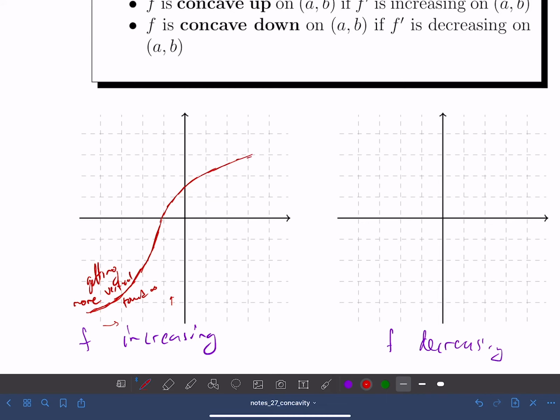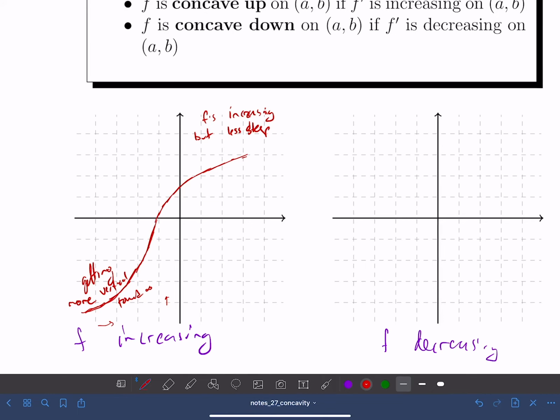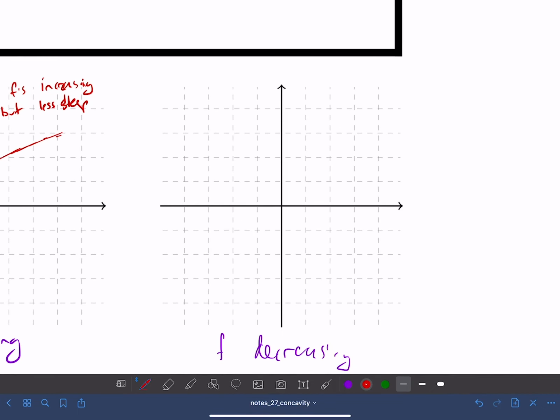So here f is still increasing, but it's getting less steep. Similarly, let's turn to the right one. Let's draw a decreasing function. So if I'm drawing a decreasing function, as we move to the right, it's going down.